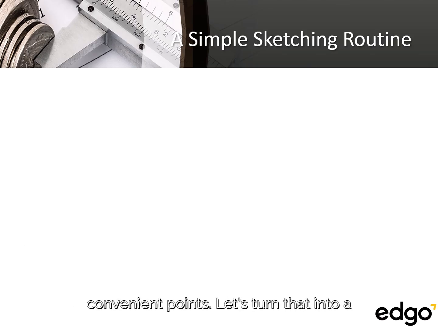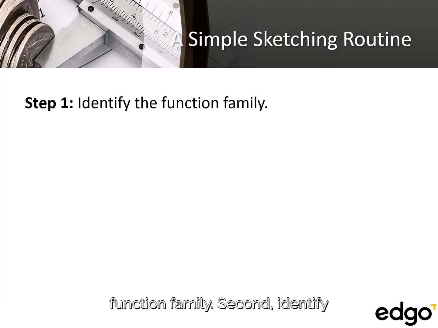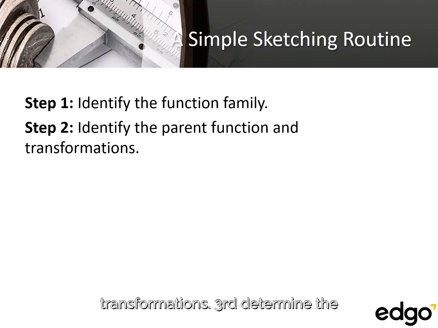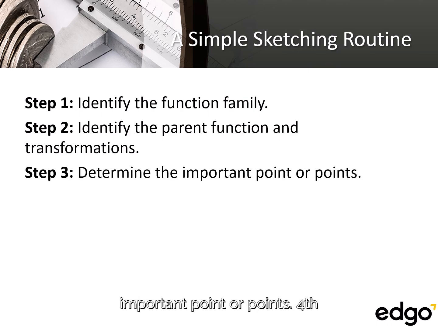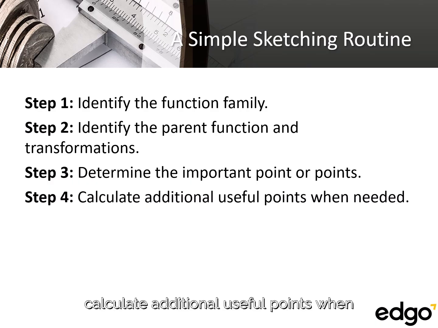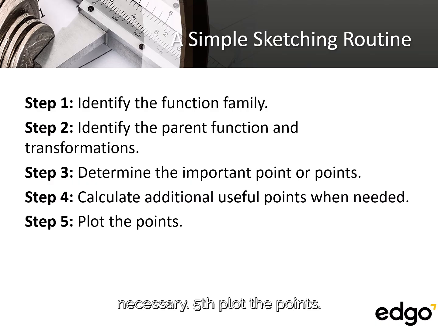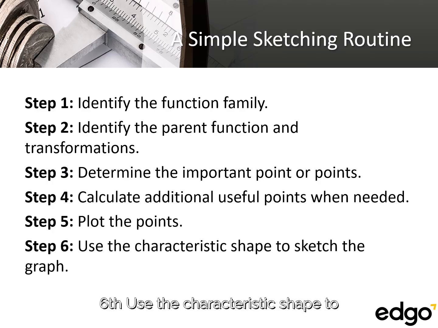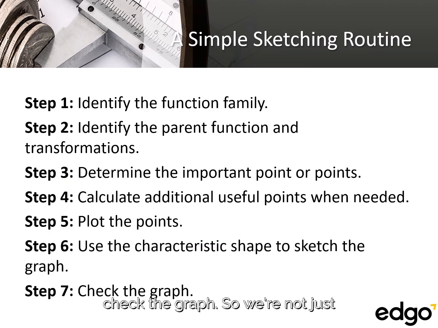Let's turn that into a simple routine we can use for any of these functions. First, identify the function family. Second, identify the parent function and any transformations. Third, determine the important point or points. Fourth, calculate additional useful points when necessary. Fifth, plot the points. Sixth, use the characteristic shape to sketch the graph. And finally, check the graph. So we're not just drawing a curve and hoping that it looks right. We're using information from the equation to guide the sketch.